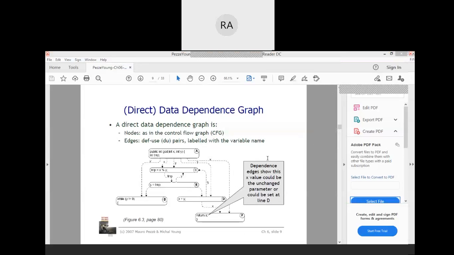So we were discussing DDG, that is data dependency graph, and how we'll be drawing it. One question will be based on a DDG, and you have to know the difference between CFG and DDG, that is data dependency graph. The notation we use to represent it is the same as that of a control flow graph, only there is a difference between edges. Edges should be labeled with the variable name, and edges will represent definition-use pairs.